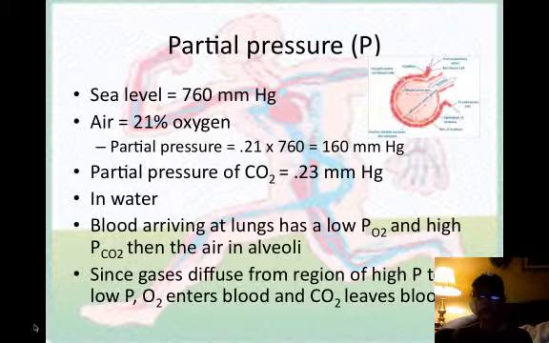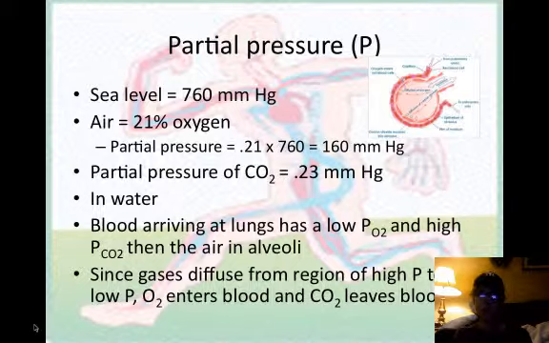The amount of gas that dissolves in water is based on partial pressure and its solubility in water. Equilibrium is reached when gas molecules enter and leave the solution at the same rate. At this point, the gas has the same partial pressure in solution and in air.